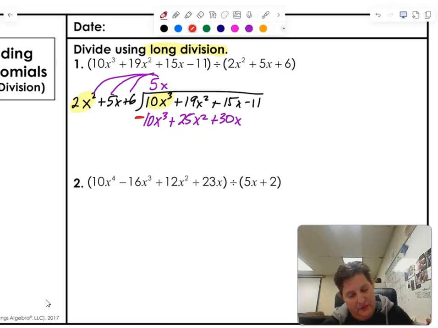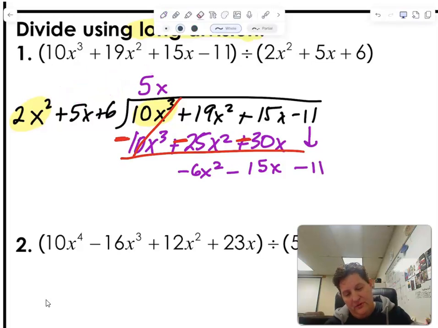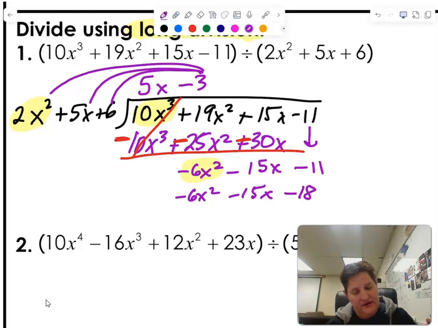Okay, now this step is really important. We change the sign. So each of those change to minus. All right. And this becomes, okay, 19 minus 25 is -6x squared, and 15 minus 30 is -15x. And then you bring down the 11, and you do the whole thing again. Well, you always start off by saying 2x squared goes into -6x squared how many times? So I'd have to multiply by -3. So that gives me -6x squared. That gives me -15x. And then that gives me -18.